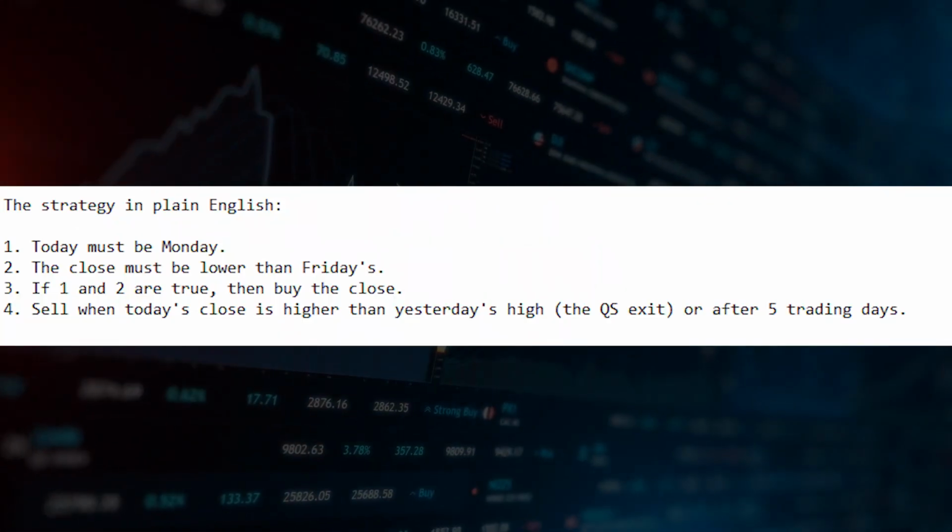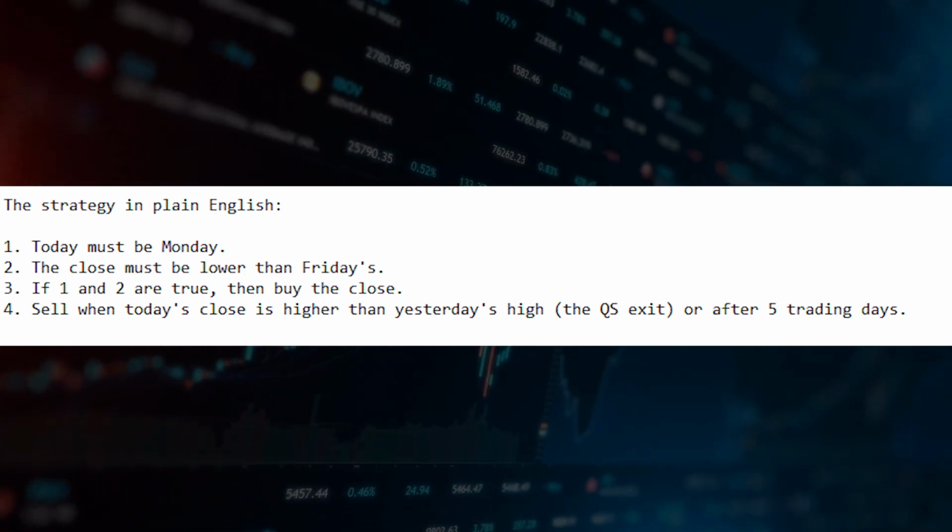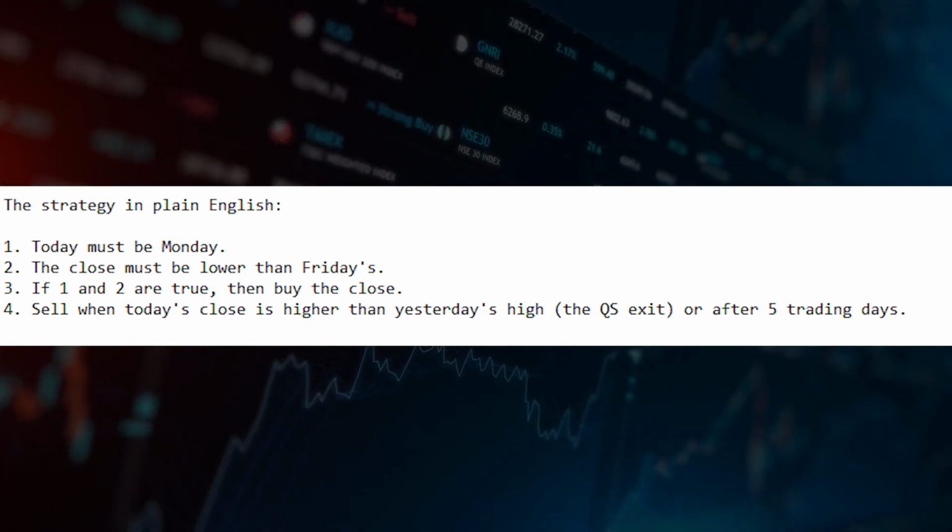So what's this ETF strategy all about? We buy S&P 500 at the close on a Monday if the close is lower than on Friday, or the last trading day if Friday was a non-trading day. That's it. It can hardly get any simpler than that.